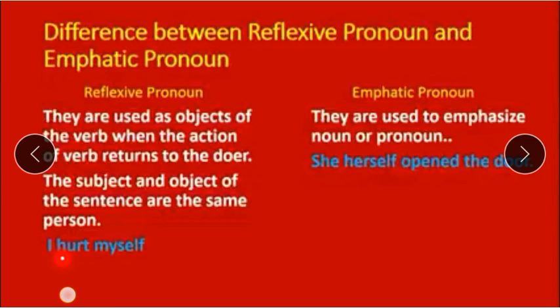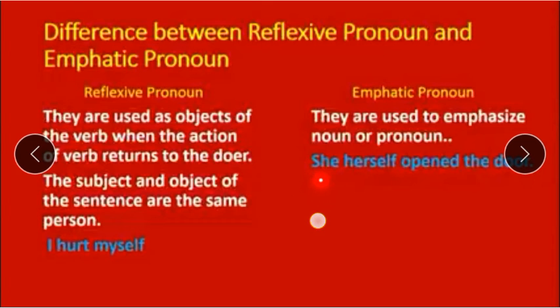Remember that. Emphatic pronouns are used to emphasize a noun or pronoun. She is the pronoun. She herself opened the door. We are saying it like that. She has done that great work. She herself opened the door. So here we are giving emphasis and importance to the noun or pronoun.